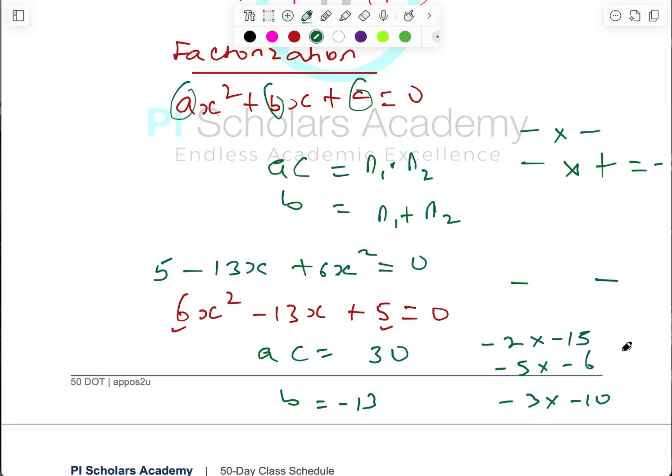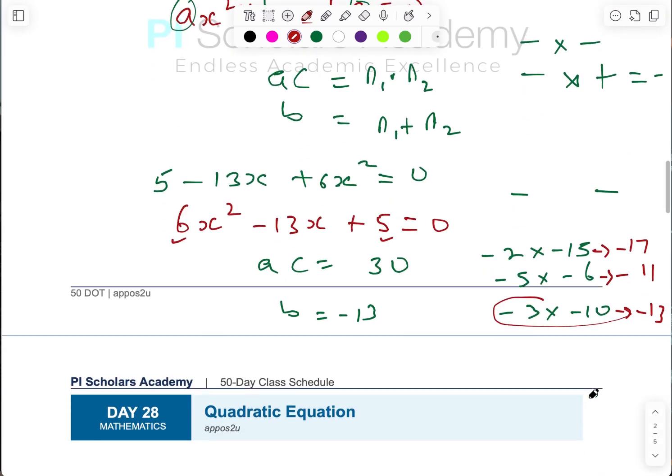When you look at all these combinations, try to add them together and see which one will give you negative 13. Negative 2 plus negative 15 is going to give you negative 17. Negative 5 plus negative 6 is going to give you negative 11. And negative 3 plus negative 10, that's going to give you what? Negative 13. So these last two are our numbers. By the way, when you practice this enough, you are going to understand what this is all about, and you're going to be able to do it a lot smarter.